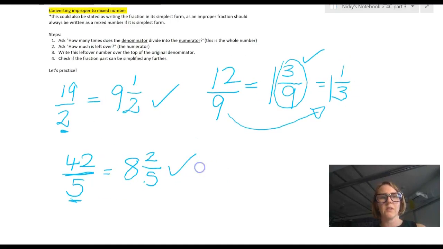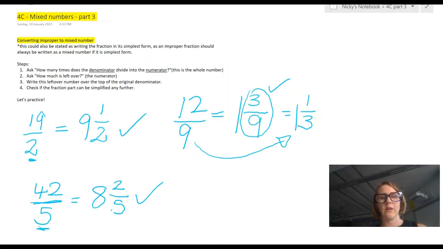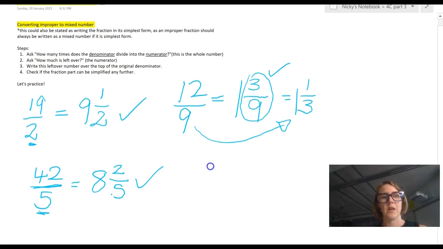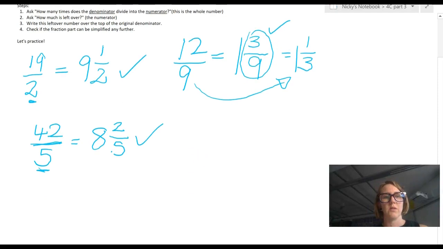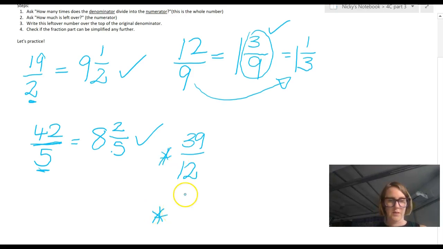Alright, I'm going to give you 2 examples now for you to try by yourself. So again, just like the last video, I'll get you to have a look at the examples, pause the video, have a go yourself in your book, and then see how you go by playing the rest of the video. Okay, so your first fraction is 39 over 12. And your second fraction is 16 over 12. Okay, pause that video now, go back up to the steps if you need to and talk yourself through that.